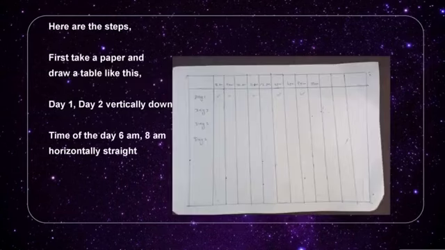Here are the steps. First, take a paper and draw a table like this. Write days, day 1, 2, 3 vertically down and times of the day on the horizontal side. So you can write times like the time at which the child wakes up and have a break of like 2 hours between two slots.